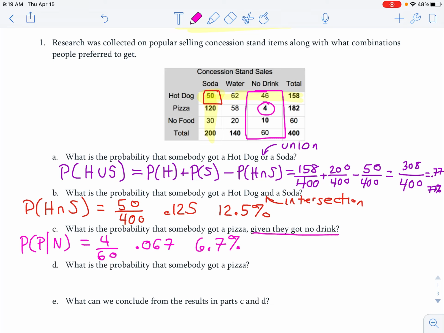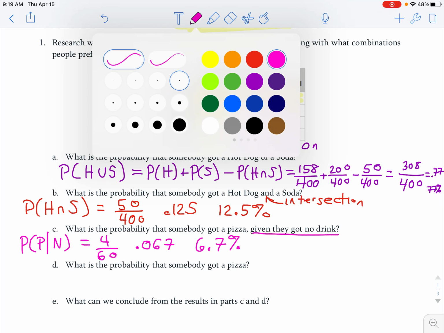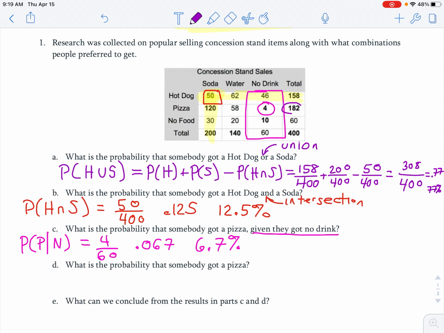What's the probability that someone got a pizza? Let's look at that. Pizza, 182 out of 400. So the probability of just a pizza is 182 out of 400. 182 divided by 400 is about 0.455 or 45.5%.